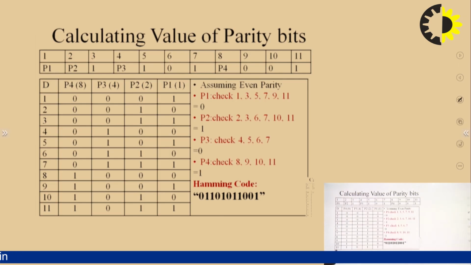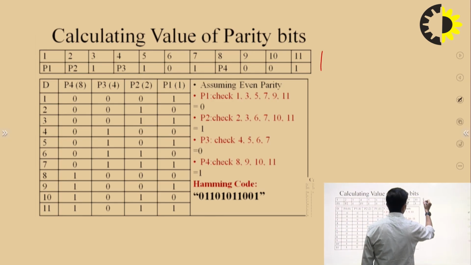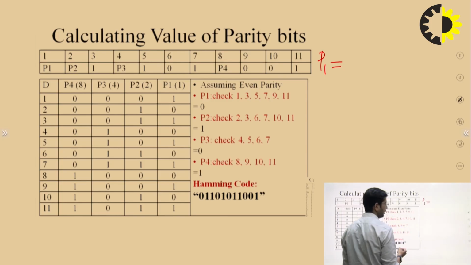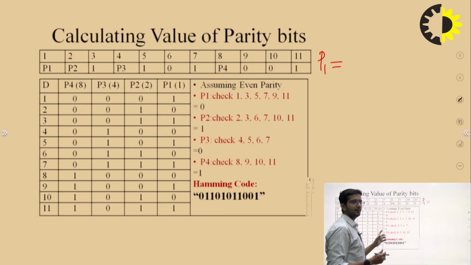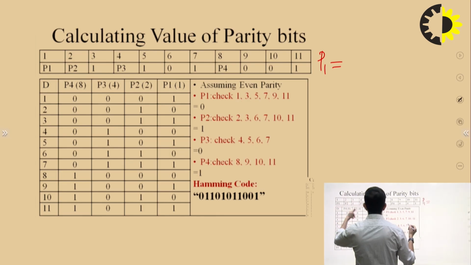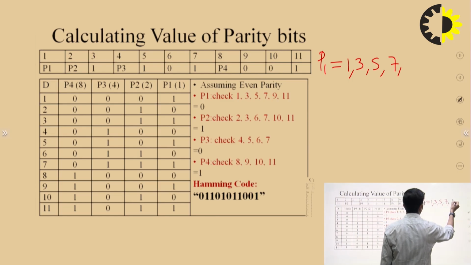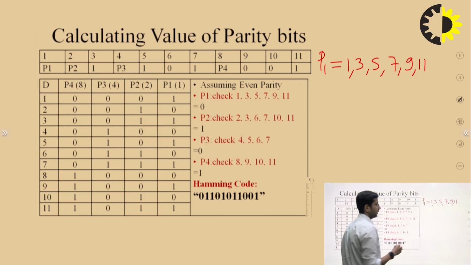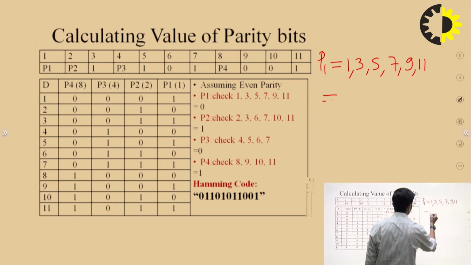Now how can we calculate the value of the parity bits? For example, first we have to find out the value of P1. For P1, we have to take the XOR of the alternate bits. Since P1 is at the 1st place, we will take the bits by skipping one bit in between them. For P1 we will take 1, 3, 5, 7, 9 and 11. We skip one bit in between them and XOR the bit positions.